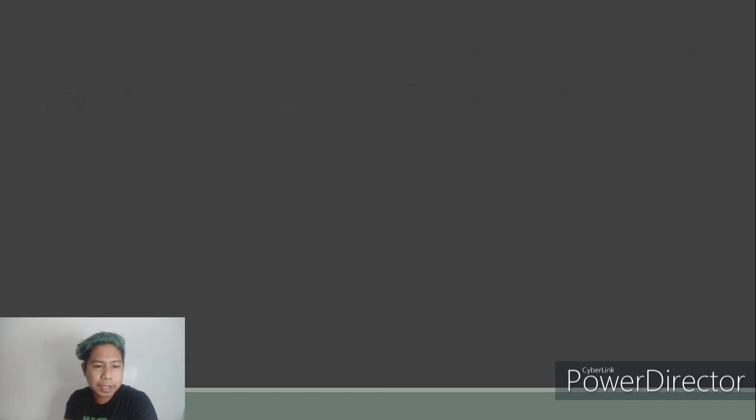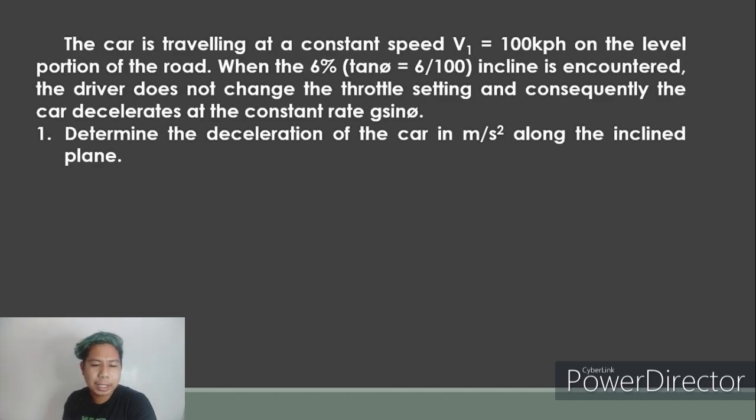So para doon sa question number 1 niya, determine the deceleration of the car in meter per square second along the inclined plane. So sabi ng problem, yung car daw ay nagtatravel ng 100 kilometers per hour sa level portion ng road. Pero nung dumating siya doon sa paakyat, ang ginawa niya, hindi siya nag-change gear. So as is lang, yung takbo niya na 100 kilometers per hour, tinuloy-tuloy niya lang yun hanggang pataas.